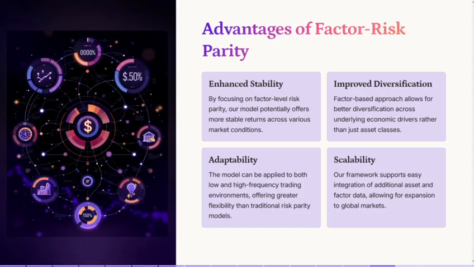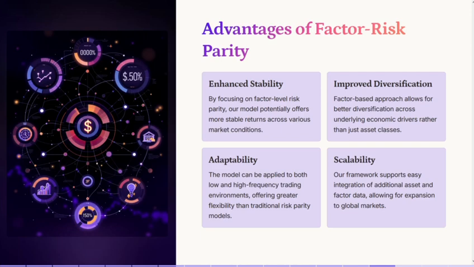There are four main advantages of using the factor risk parity model. The first is enhanced stability. By focusing on factor-level risk parity, our model potentially offers more stable returns across various market conditions, thus showcasing the low volatility in the portfolio of our model. The second part is improved diversification. The factor-based approach allows for better diversification across underlying economic drivers rather than just asset classes.